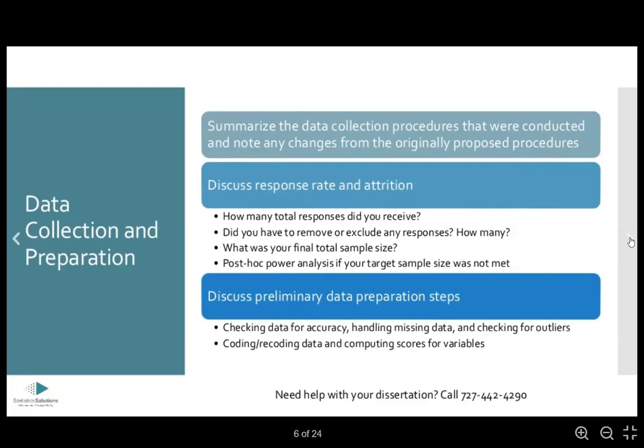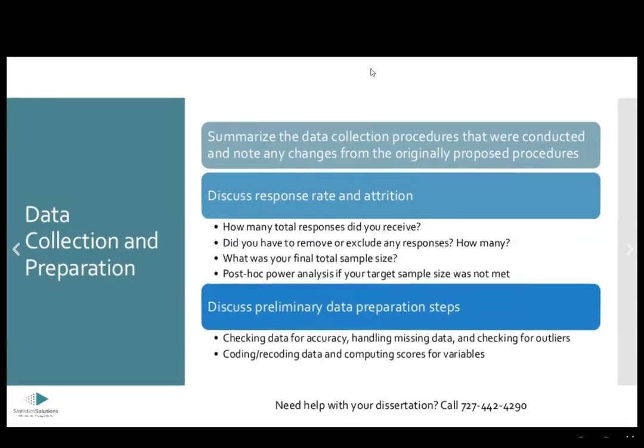And then if you are not able to reach your target sample size, you'll also want to mention any type of post hoc power analysis that you may have conducted to mitigate that sample size challenge that you may have had in your study. You're also going to talk about any data preparation steps that you took. So any way that you manipulated the data to prepare it to be analyzed for those main statistical tests or main outcome analysis that is outlined for your study, you'll want to talk about that as well.